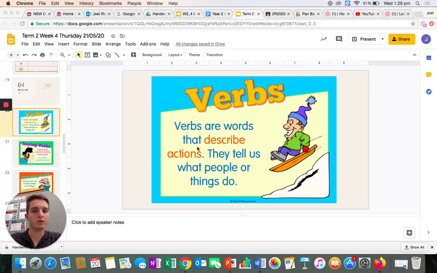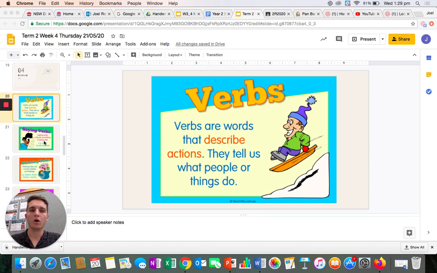So verbs are words that describe actions. They are doing words. They tell us what people or things do. There are different types of verbs, and we're going to have a look through all of them, and each of these different types of verbs has some examples. I want you to think of some more examples in your head after I've explained them and write them in the speaker notes below the slide. Okay, so let me just get it up.